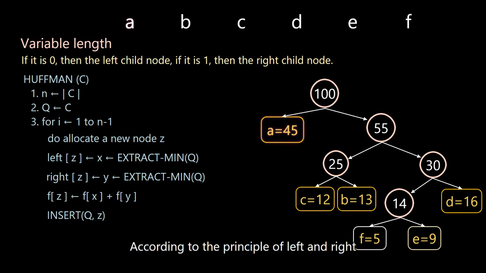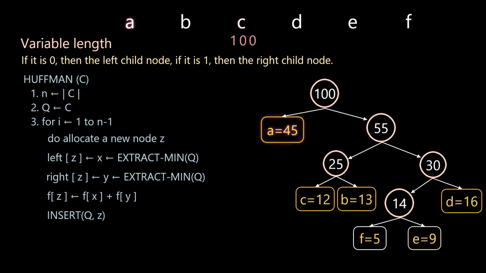According to the left and right principle, for example, if we want to get the code of C, then it is 100. The same is true for obtaining the codes of other characters.